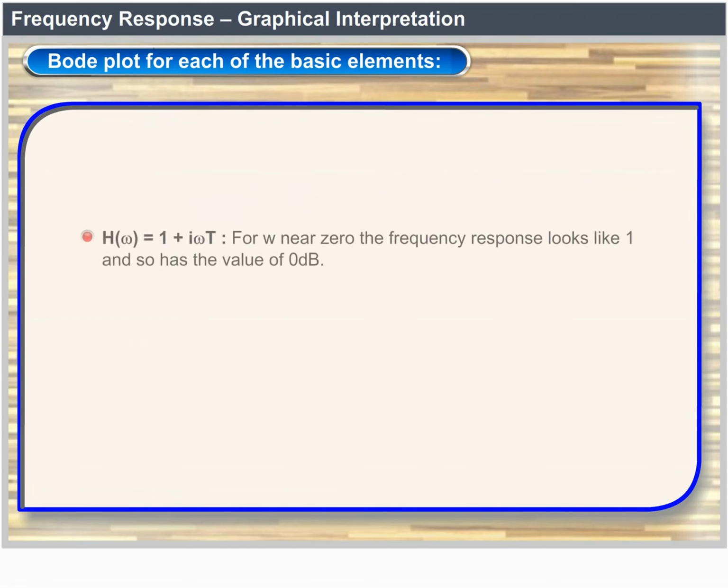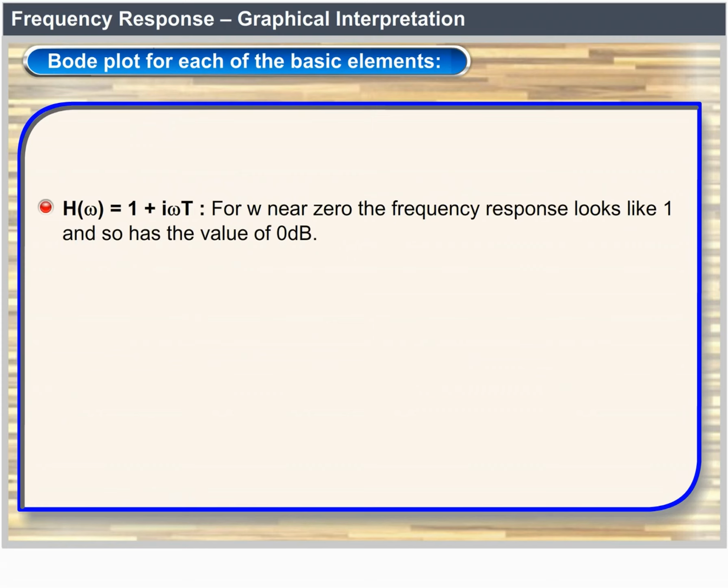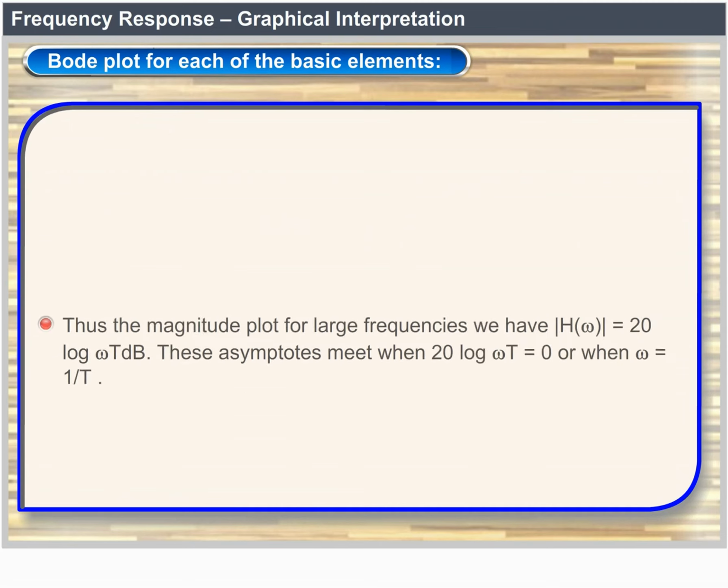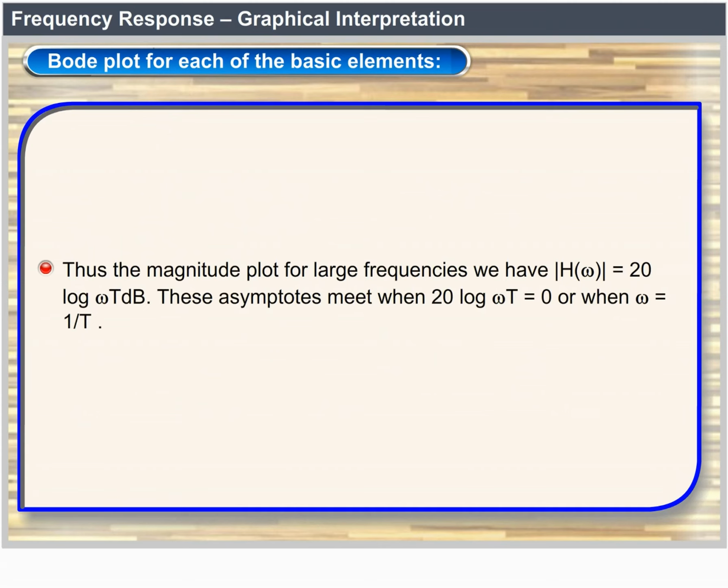H(ω) = 1 + iωT. For ω near 0, the frequency response looks like 1, and so the magnitude is 0 dB. For large ω, the frequency response looks like iωT, and so the log of the magnitude will look like log ωT. Thus, for large frequencies, the magnitude plot is |H(ω)| = 20 log ωT dB. These asymptotes meet when 20 log ωT = 0, or when ω = 1/T. This point is called the break frequency.